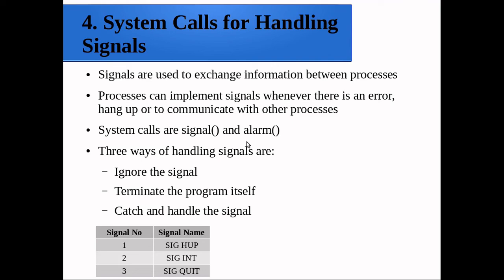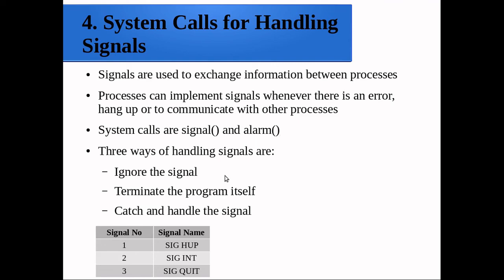Signals are used to exchange information between processes. Processes can use signals whenever there is an error, a hang up, or to communicate with other processes. And mainly we have two types of system calls for handling signals, that is signal and alarm. Signal means it will execute the particular signal, and alarm means each process can be set with an alarm. Once the alarm goes off, it will send the alarm signal.